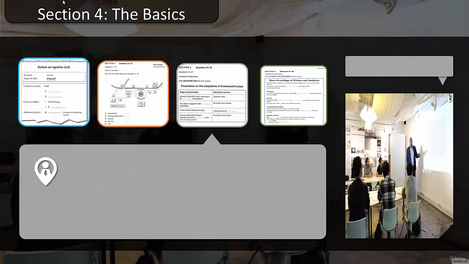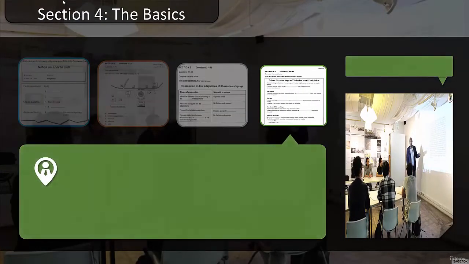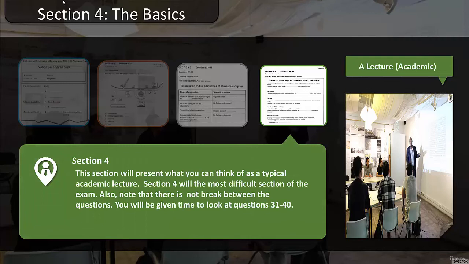All right, now with question number 4, these are the basics. This is where you get into much more of an academic lecture. This is the most difficult section of the exam in terms of listening. There's no break in between. In some of the other sections, you'll hear a break between the first 5 questions and the next 5 questions. Here, they're going to go all the way from question 31 to 40.